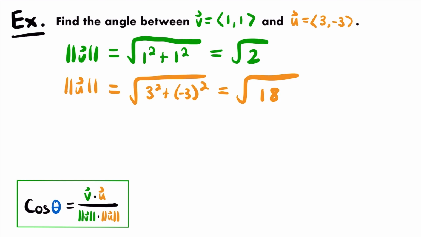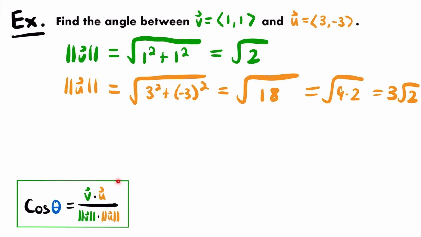Now if you want to, you can simplify this further. 18 has a factor that is a perfect square, right? 18 is equal to 9 times 2. So you could say that this is equal to the square root of 9 times 2. And we know that the square root of 9 is 3. So this would be equal to 3 square roots of 2. Okay, so the magnitude of vector v is the square root of 2, and the magnitude of vector u is 3 square roots of 2.